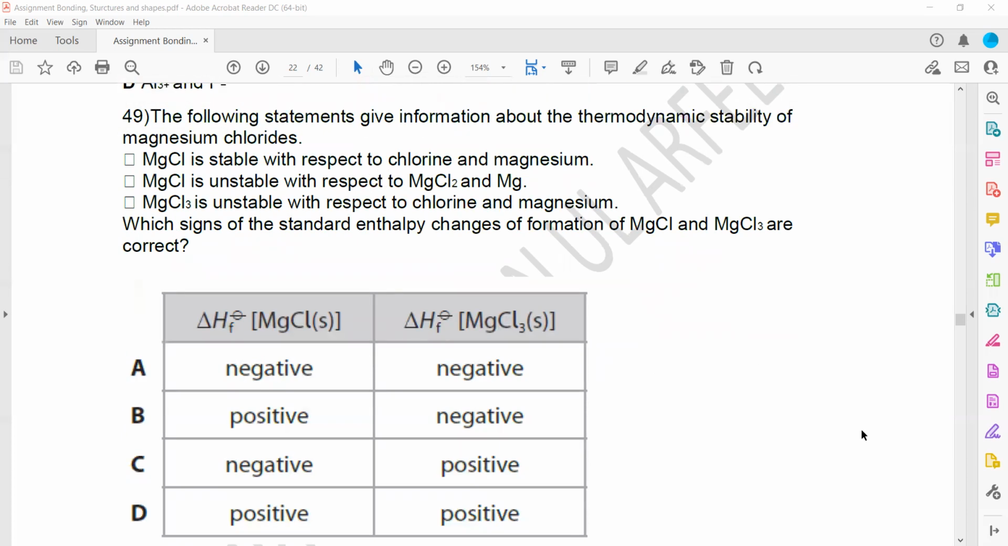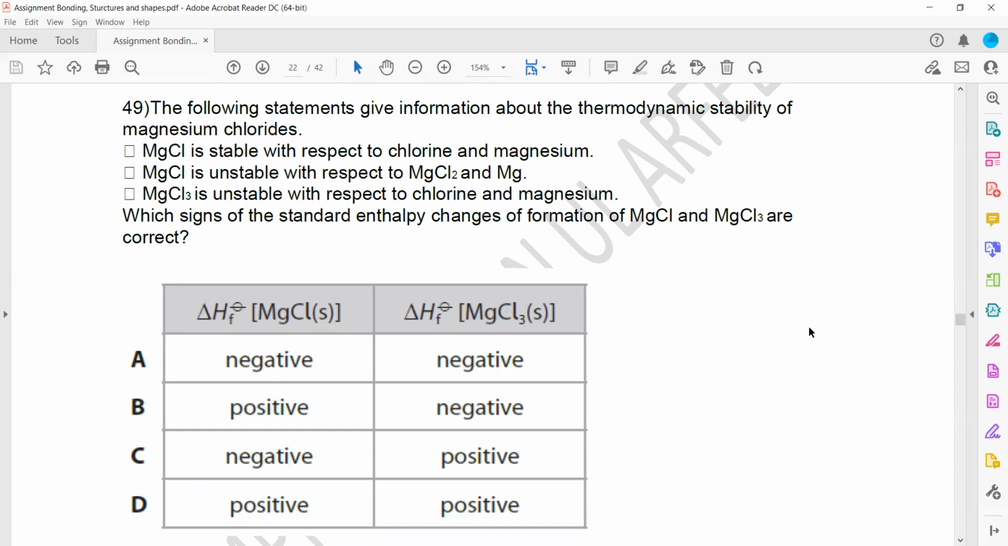In question 49, the following statements are given about the thermodynamic stability of magnesium chloride. Magnesium chloride is stable with respect to chlorine and magnesium, which means the stability refers to having less energy. For example, when we have a reactant and a product, the one having less energy is more stable. So they mention magnesium chloride is more stable compared to magnesium and chlorine.